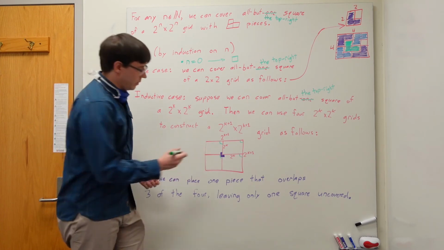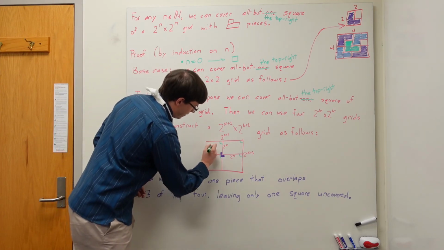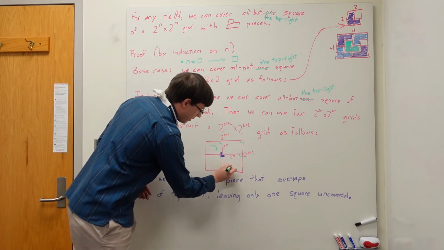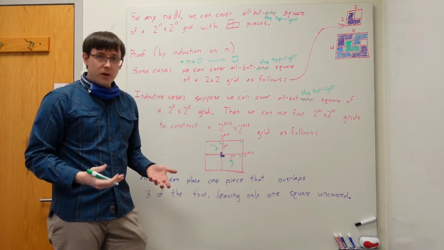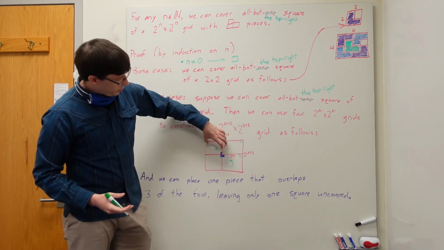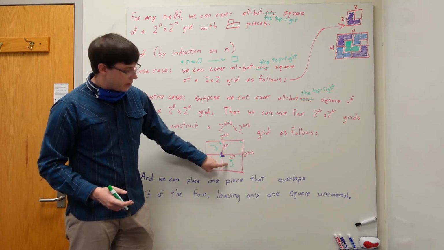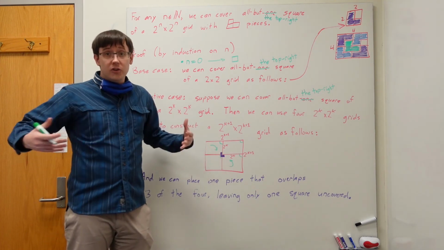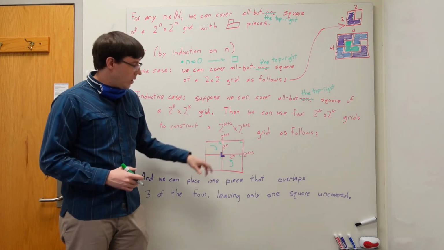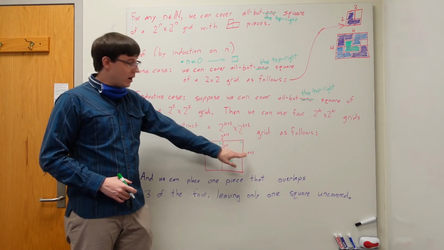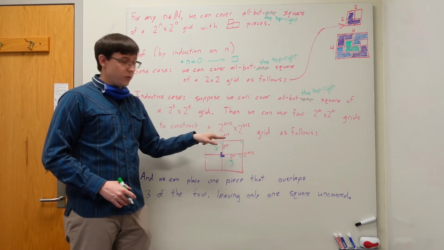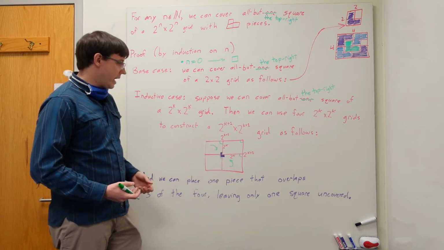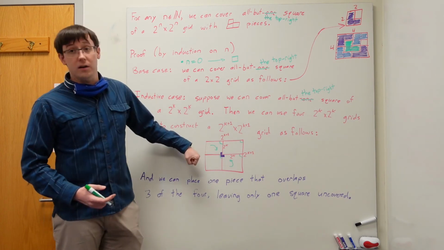Well, all we have to do now is rotate this subgrid clockwise and this subgrid counterclockwise, and now we have placed the holes in 3 of the 4 subgrids to be in the position where we can place this additional piece. And then we have the hole in our 2 to the k+1 by 2 to the k+1 grid in the top right corner. So we have shown that we can cover all but the top right square of the larger grid.